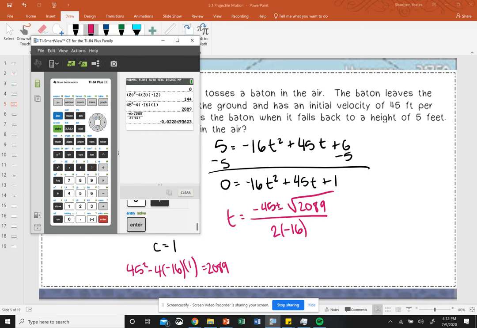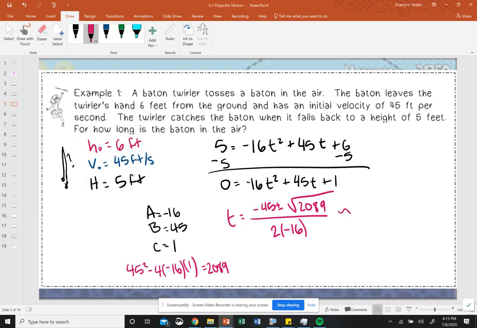And I get negative seconds. That doesn't make sense. So I'm going to go change it to minus. So I go grab the equation. I come over here to the plus sign, change it to a minus sign, hit enter. And it's about 2.83 seconds that it's in the air.